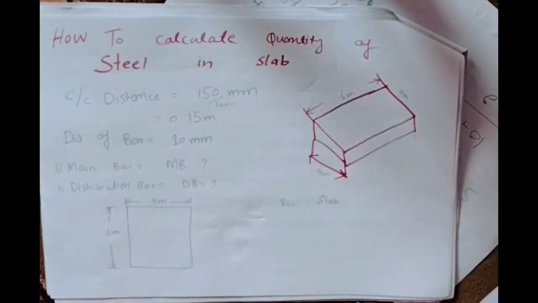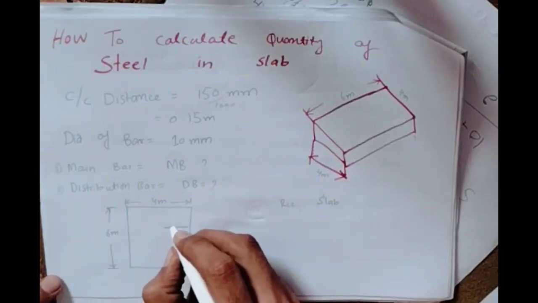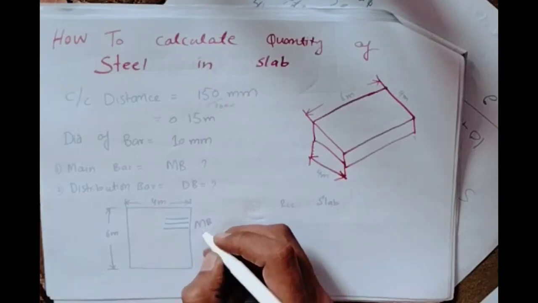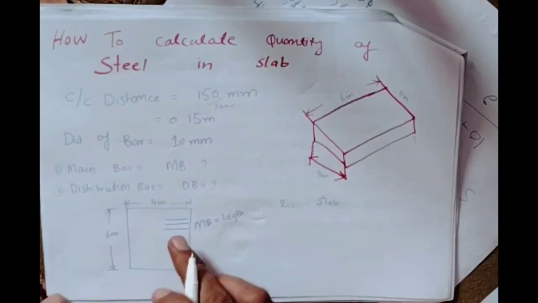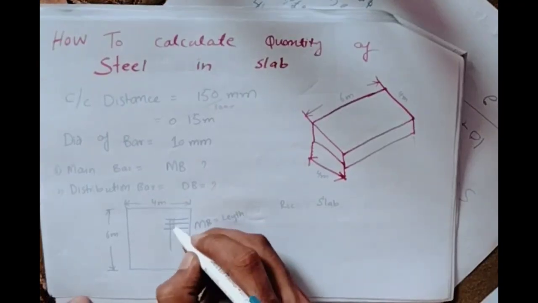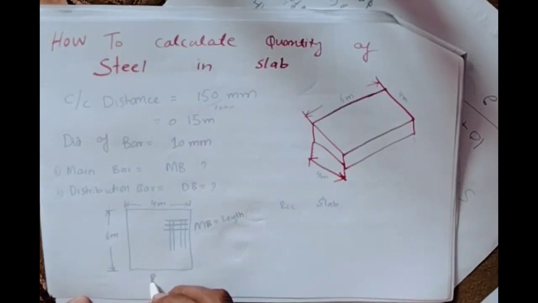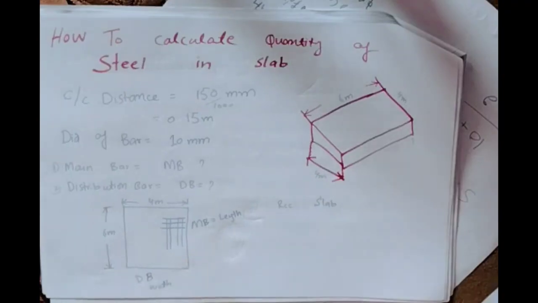Here you can see the main bars are those bars which are in the longer direction. So there is the longer direction of 6 meter, so these are called main bar or MB. Here I have denoted the main bar as MB. These are the distribution bars which are in the short span or width direction. So this is called DB or distribution bar. Now we will calculate the main bar length and the distribution bar length.